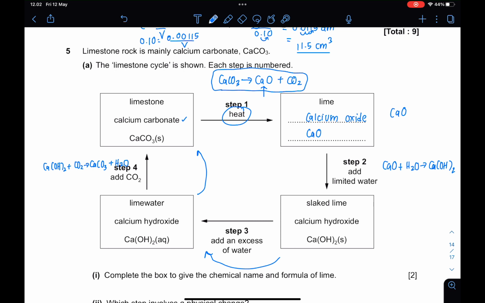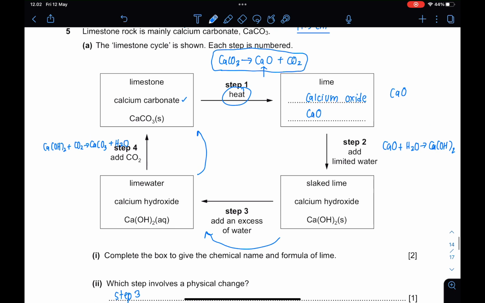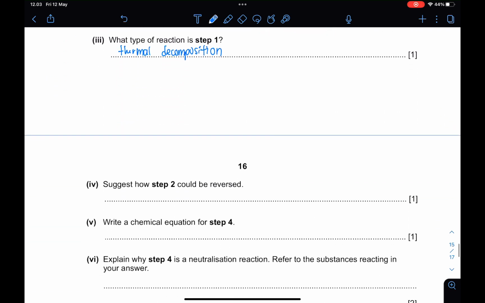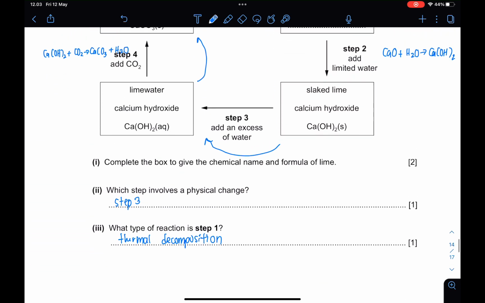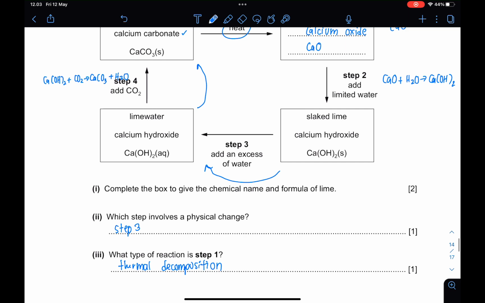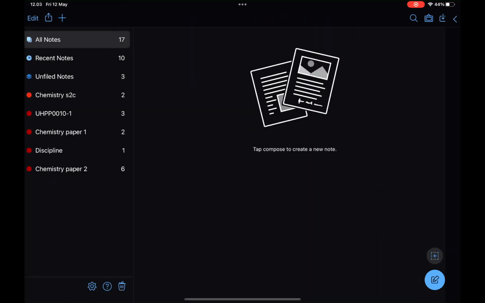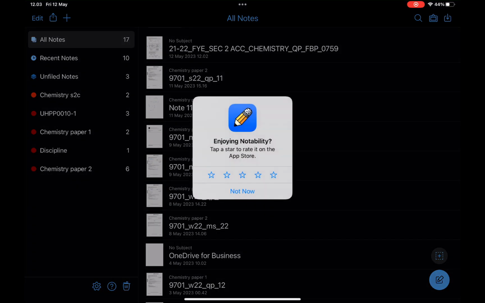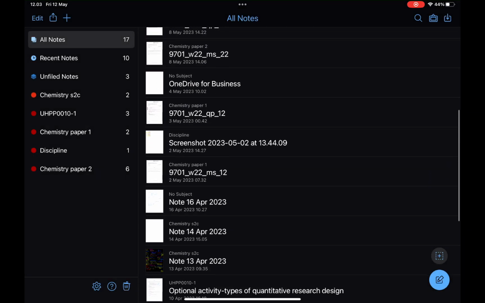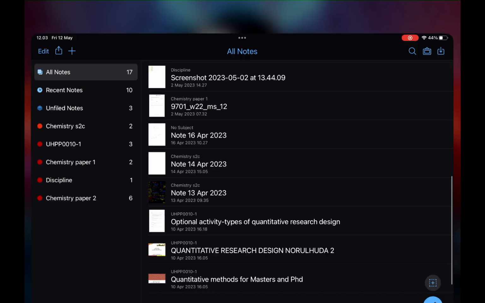Now, suggest how step 2 could be reversed. How do we reverse this step? If you add limited water and you want to get calcium oxide back, how do we change calcium hydroxide to become calcium oxide? We need to remove the water. So how do we remove the water, calcium hydroxide to become calcium oxide?